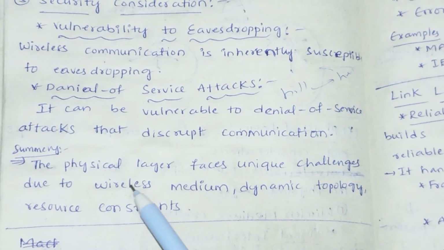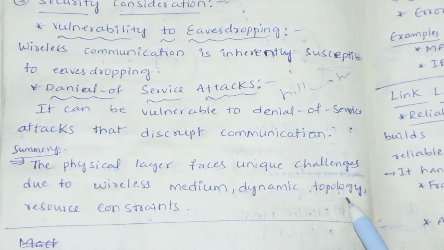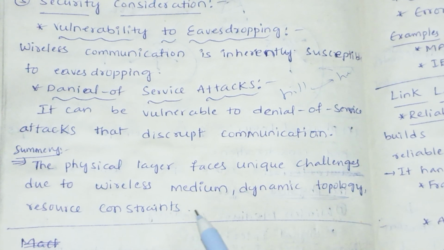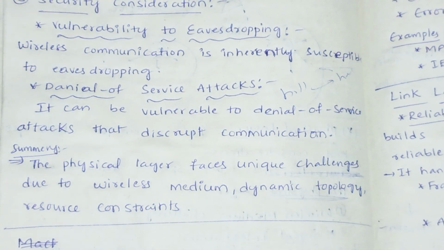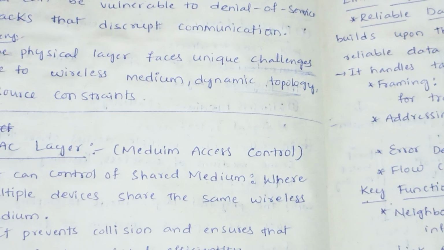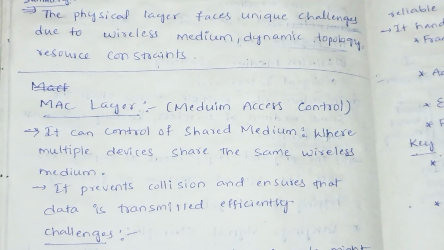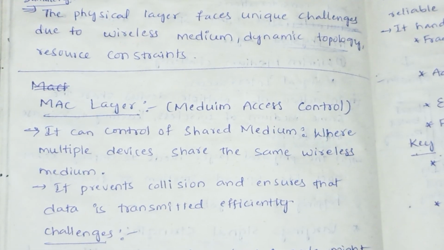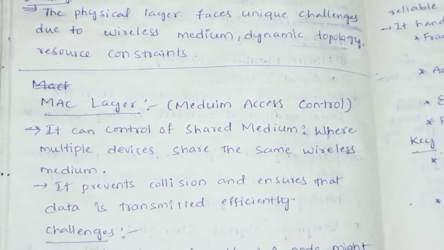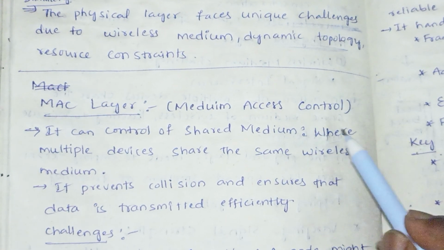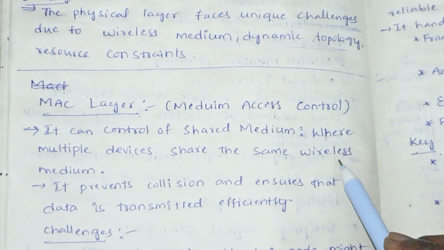So wireless medium, dynamic topology, resource constraints, these all will come under the physical layer. Next, what is the next topic? MAC is nothing but medium access control. It controls the shared medium, where multiple devices share the same wireless medium.